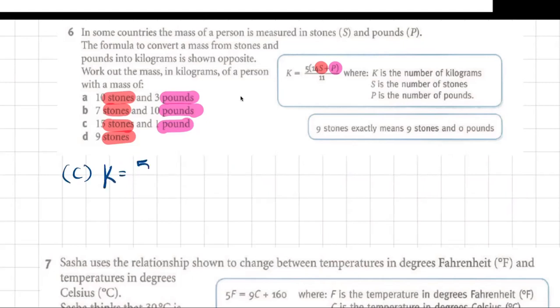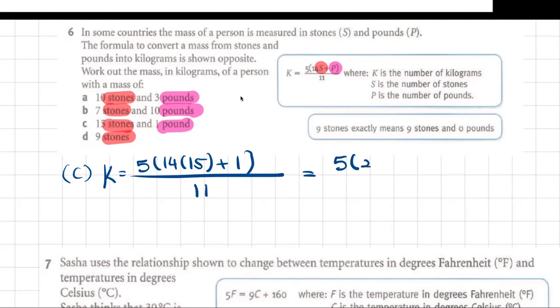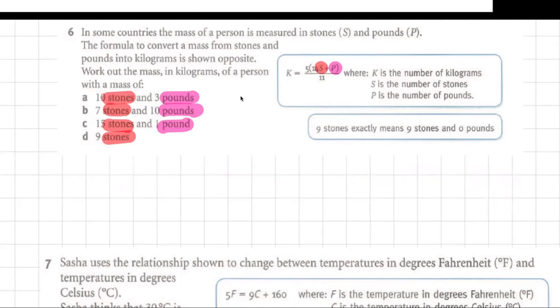P is equal to 5, 14 times 15 plus 1, divided by 11. Fine. And then the last one, 9 stones. Only 9 stones, so for P, you just have to put 0. For illustration's sake, I'm just going to write it down like this, plus 0, because there's 0 counts here.